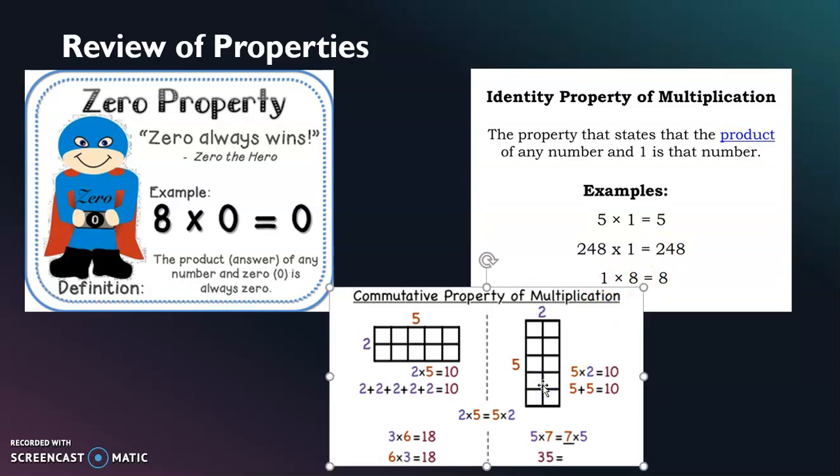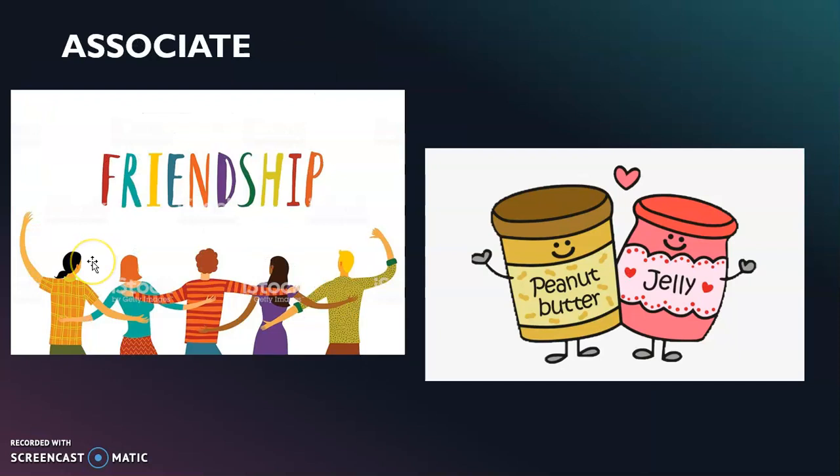And then finally we talked about the commutative property of multiplication. That's saying that two factors can switch places in an equation and they will equal the same product. So 2 times 5 is the same thing as 5 times 2. And 3 times 6 is the same thing as 6 times 3. So what we're going to work on today is the associative property.